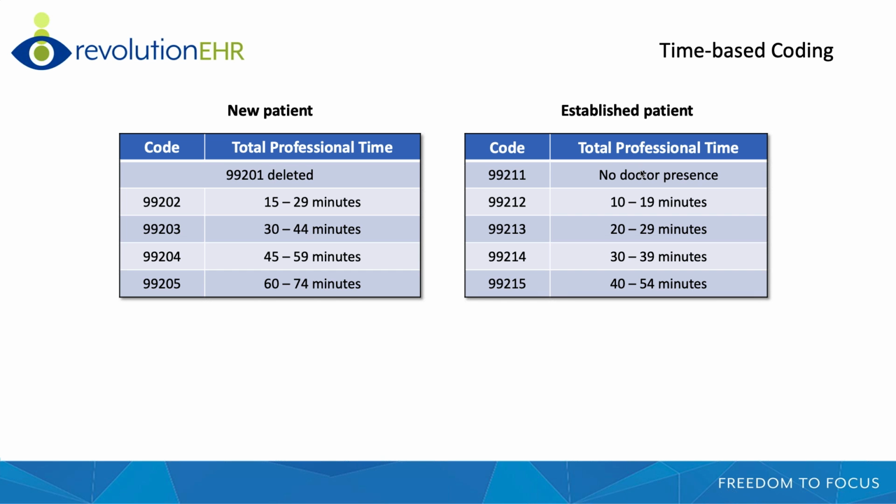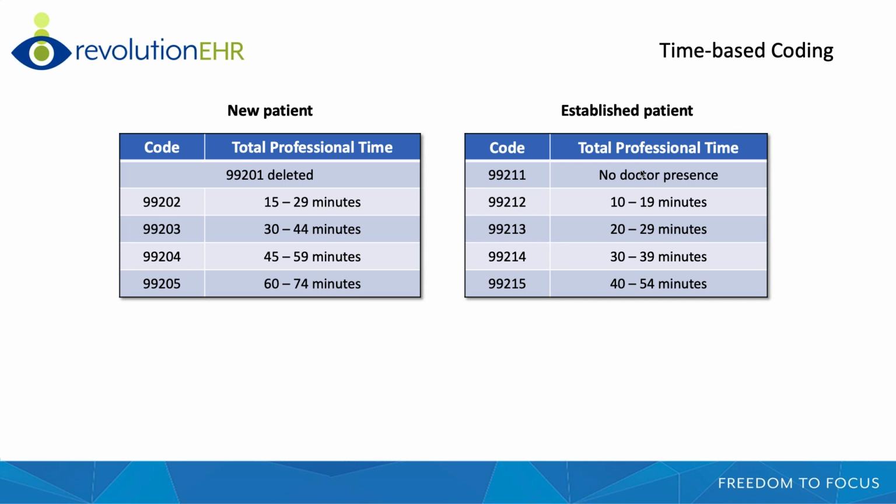One of the first things that you'll see here is that level 1 coding is not possible through time-based coding. On the new patient front, that's because the level 1 code is being deleted next year. It just won't be available through CPT anymore. But on the established patient side, the level 1 visit is often referred to as a nurse's visit, because the doctor typically is not involved in that care at all. As we move into talking about what total professional time is, you're going to learn that it is only the time that the doctor is spending on care of the patient. So if the doctor's not involved, then there's no total professional time, and therefore no level 1 is possible.